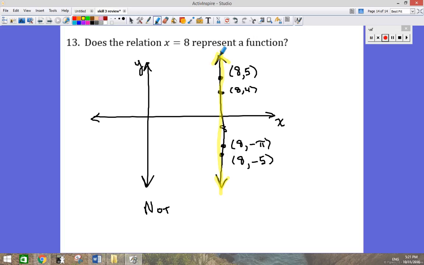So if I just draw a vertical line on top of this vertical line, well, like I say, 8 is related to any real number you want. This is not a function. Now, a horizontal line is a different case. A horizontal line passes the vertical line test. A vertical line only intersects that graph in one place.